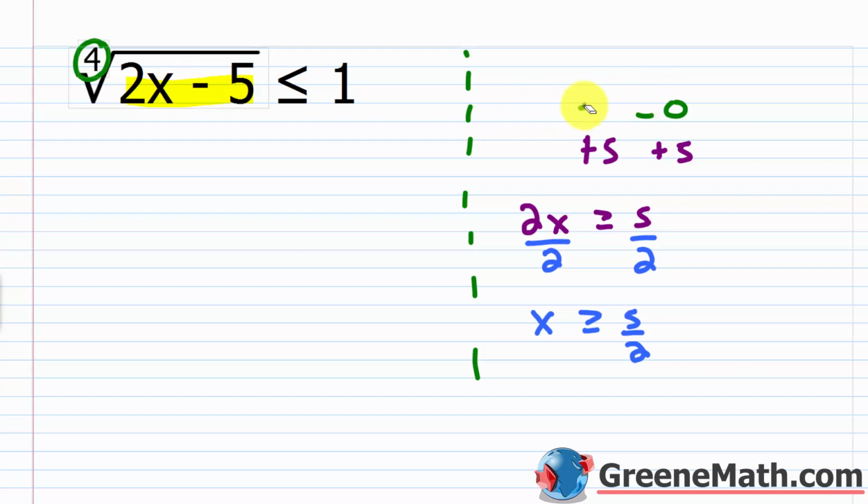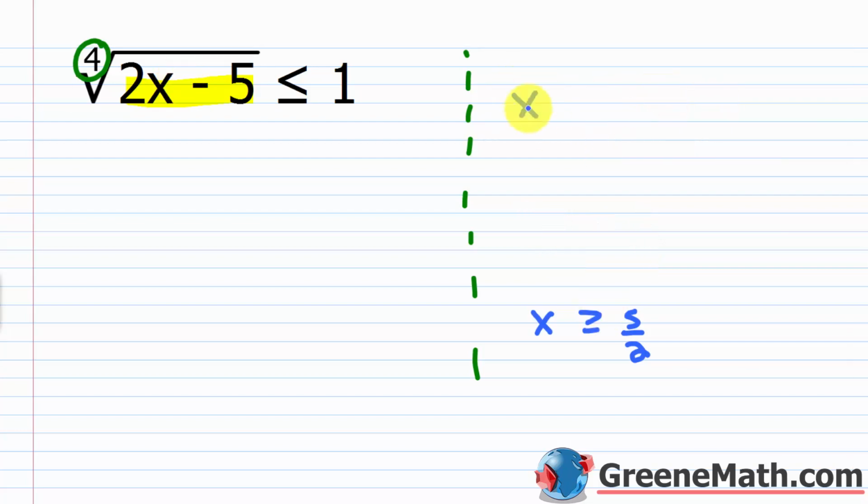So let me erase this, and I'm just going to write this up here. We have that x is greater than or equal to 5 halves. Again, that's my domain restriction. The idea is, if I get a solution for my inequality and it violates the domain, I've got to reject it. So how do we solve the inequality?